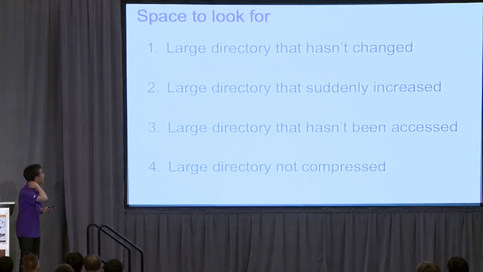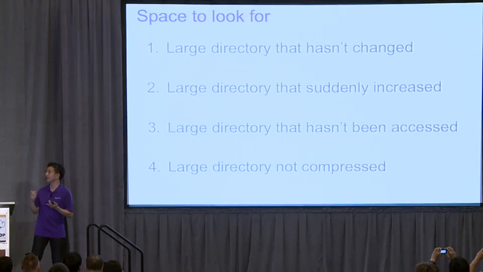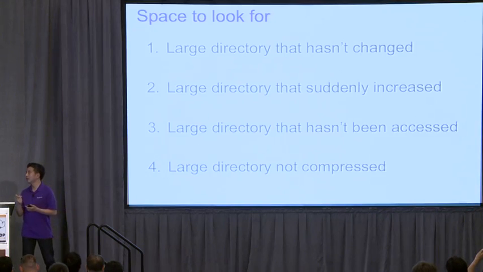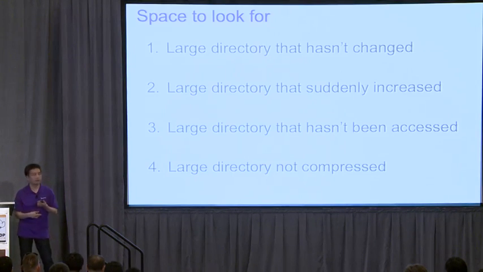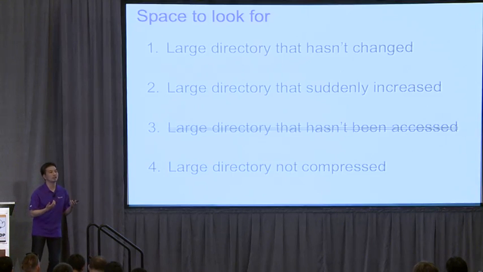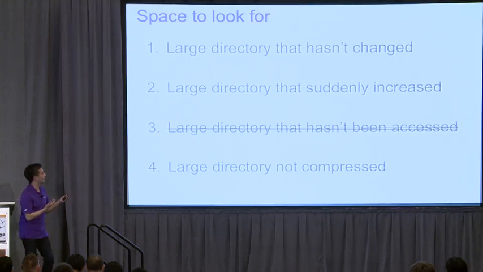So what I started doing was looking for a large directory whose size hasn't changed, or whose size has suddenly increased in 1 month or 1 week, or any large directory that hasn't been accessed, or any large directory that is not being compressed. The third thing turned out to be a little tricky, and I got worried that users would delete some important data if I pushed too much, so I skipped that. And I'm doing these things periodically.